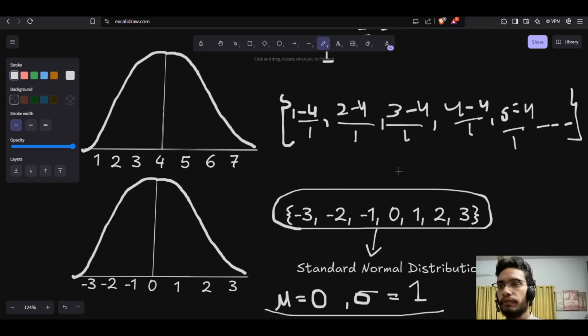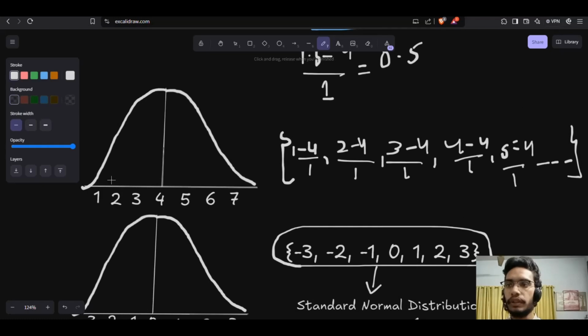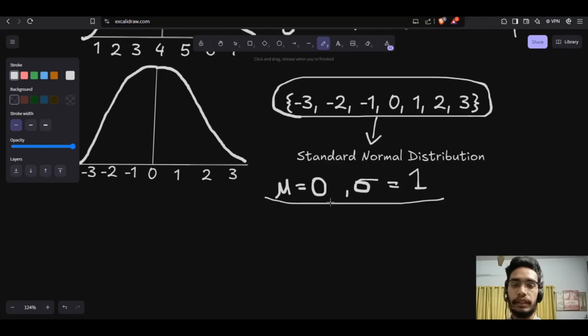So if an interviewer asks you how you can convert the normal distribution into a standard normal distribution, you can calculate the z-score of each of the numbers, and then you can convert it here. So the mean should be equal to 0 and the standard deviation must be equal to 1. This is the main property of the standard normal distribution.